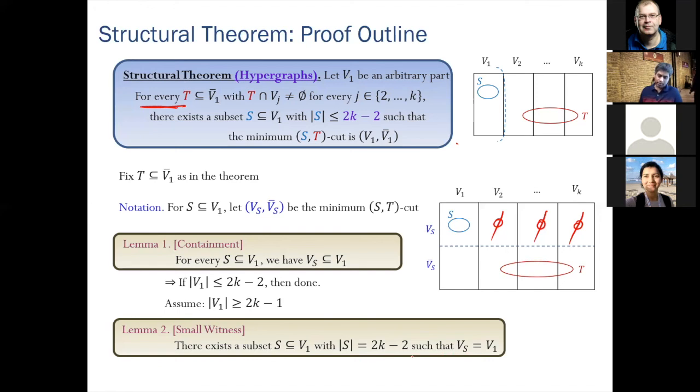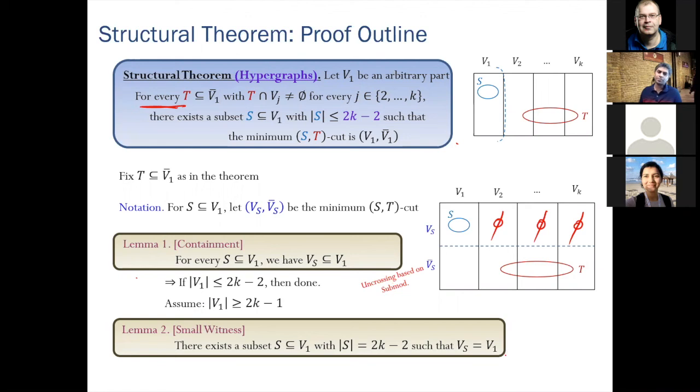This small witness lemma uses the containment lemma. The proof of the small witness lemma relies on the containment lemma and an uncrossing argument. These are the two steps to our proof. The containment lemma is an uncrossing argument. The proof is based on an uncrossing argument, which relies only on the submodularity of the hypergraph cut function. In fact, the containment lemma, in some sense, also holds for any submodular function.